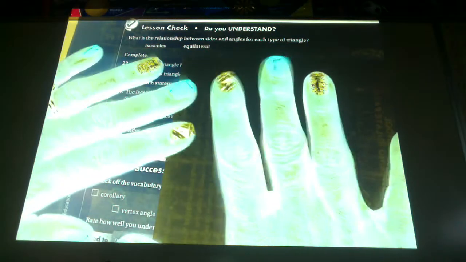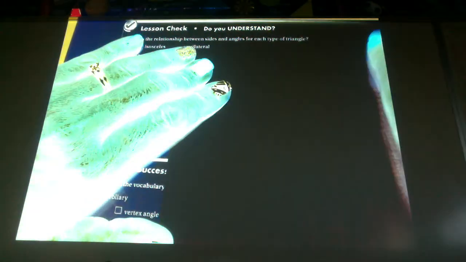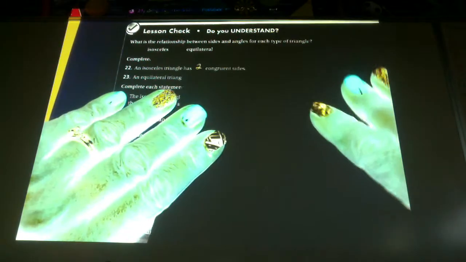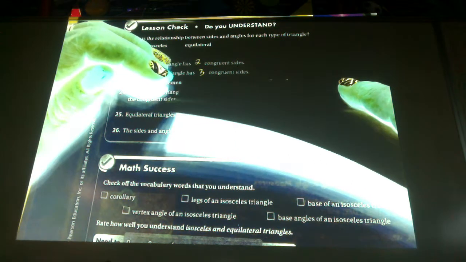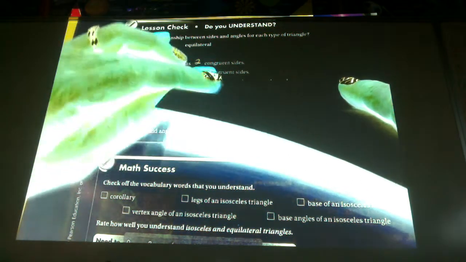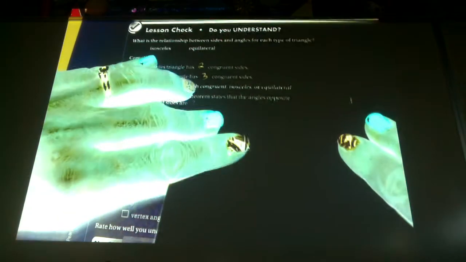Okay. Equilateral triangle. What do we know about the sides and angles? No. All 3 sides are congruent, and all 3 angles are congruent to each other. And because you've got 3 congruent sides, those angles are congruent. So what about an isosceles triangle? It has 2 congruent sides, and then the equilateral triangle has 3. And then the isosceles triangle theorem states that the angles opposite the congruent sides are congruent. So that one's not so bad.